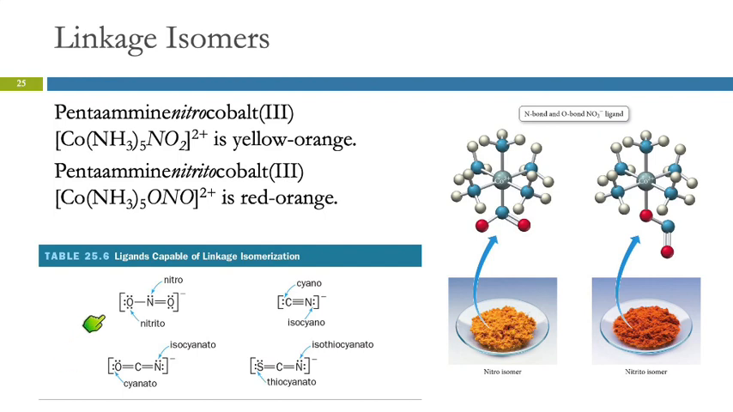This is the short list of ligands that can do this. So we just talked about the nitrite ion. The cyanide ion, if you connect on the carbon, it's cyano. If you connect on the nitrogen, it's isocyano. This is cyanate, so we can have cyanato or isocyanato. And then there's thiocyanate, thiocyanato or isothiocyanato. And it's like, I don't know, it sounds like you're saying goodbye.